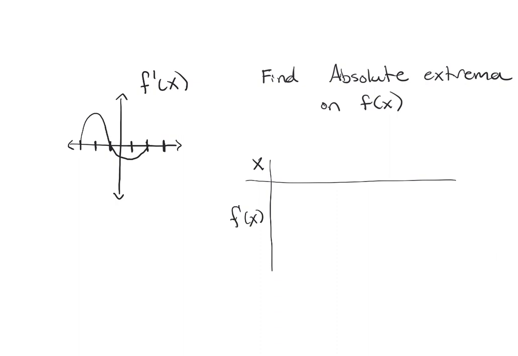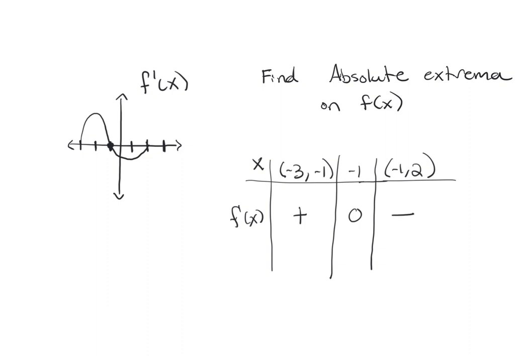So I'm going to look at the interval from -3 to -1. And then when it is 0, so this would be a critical point right at -1. And then the next interval from -1 to 2. Okay, so it is positive, 0, and then negative. So it's increasing, 0, and decreasing.